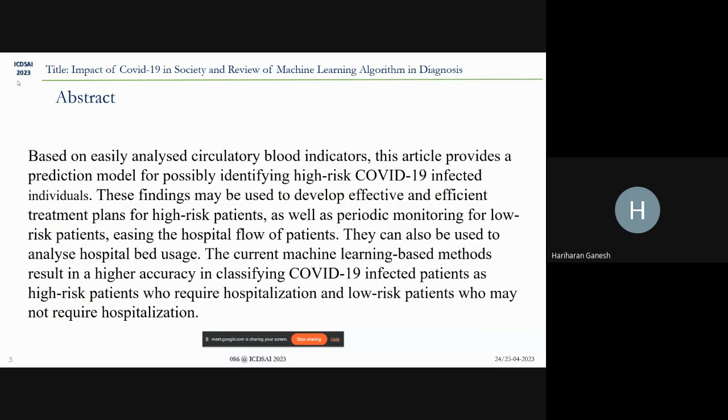Based on easily analyzed circulatory blood indicators, for example, certain things like white blood cells in your blood, which indicate if a person is healthy. White blood cells are something which defend our body against foreign particles or foreign substances which enter your body, and they try to engulf them, completely destroying all the bacteria in our body. These findings may be used to develop effective and efficient treatment plans for high-risk patients, as well as periodic monitoring for low-risk patients. So this system provides accuracy about whether a patient is of high risk or low risk, if they need treatment in the hospital, or if not, they could be treated at home.